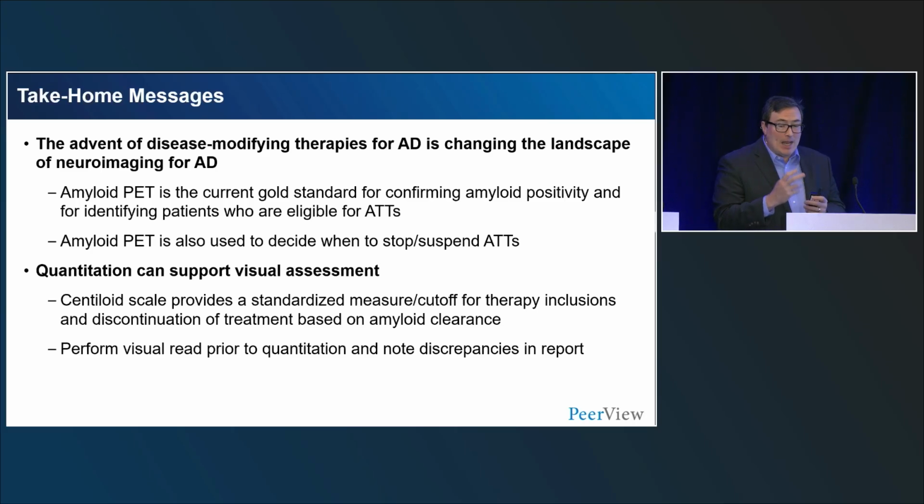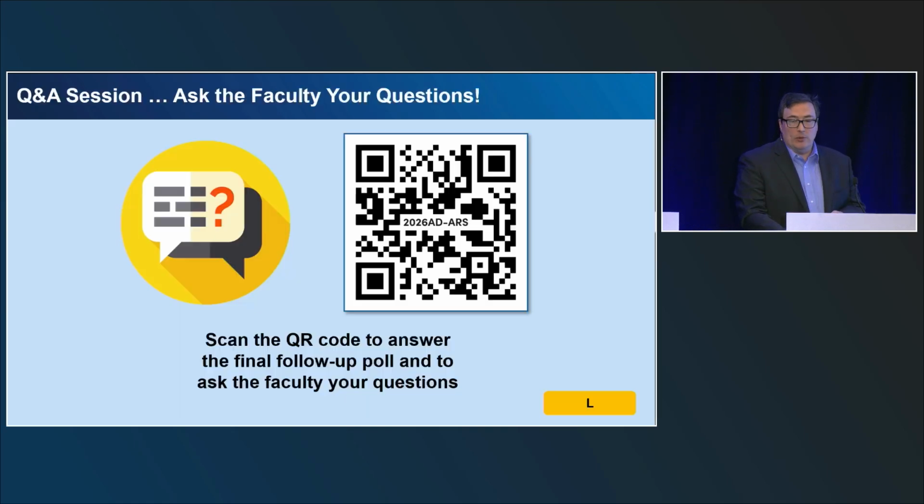The Centiloid scale is a nice standardized method for deciding about positivity, therapy inclusion, discontinuation. I encourage you, though, trust your visual read, use it in conjunction with the quantitation. Don't let one supersede the other, and certainly don't let the quantitation change your mind when you're confident in your visual read. If there are discrepancies, that's okay. Note them in your report.